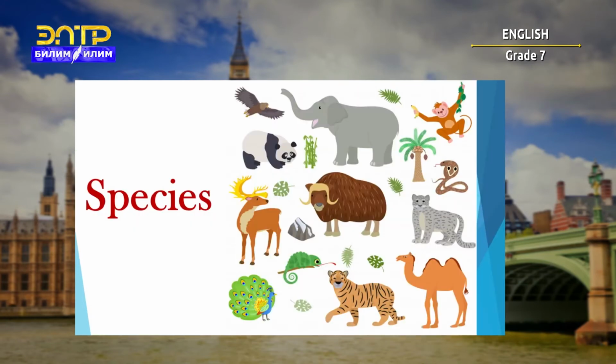We are going to read one text about cranes, but before, let's learn some new words from this text. Your task is to listen very carefully and write them in your notebook. So the first one is species. Species refers to a group of similar organisms that are able to reproduce.